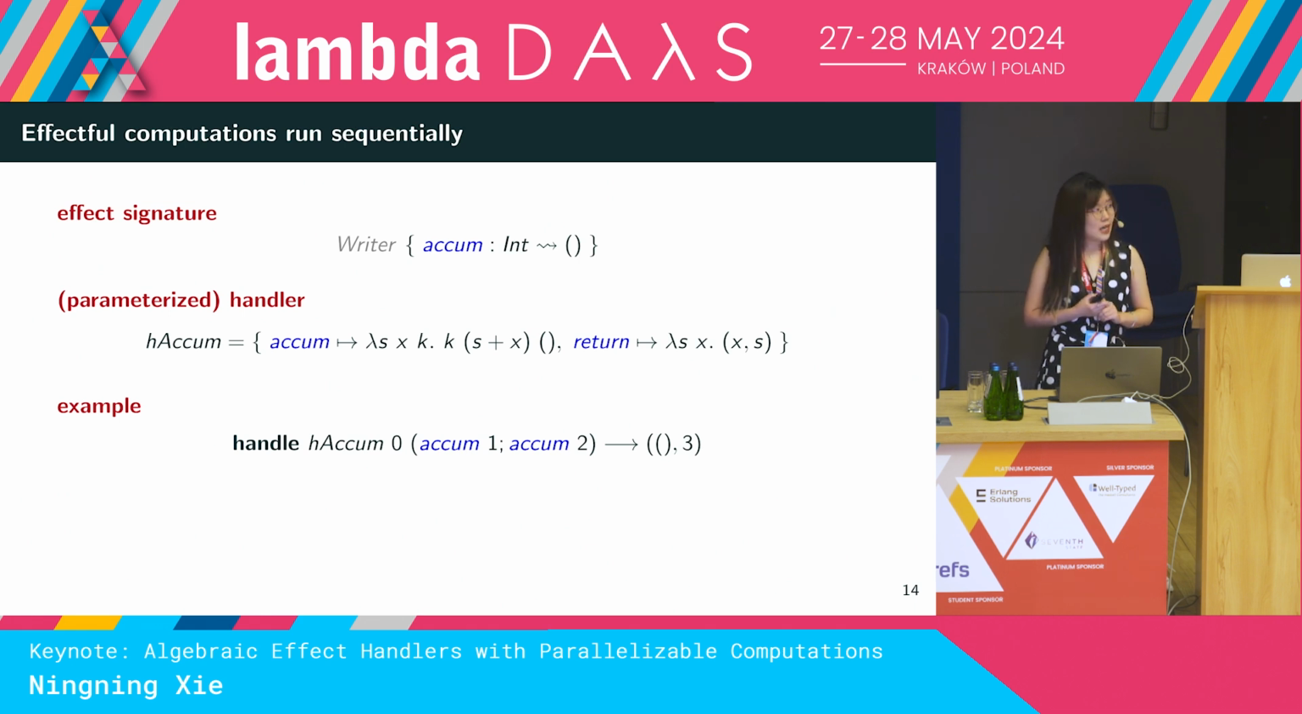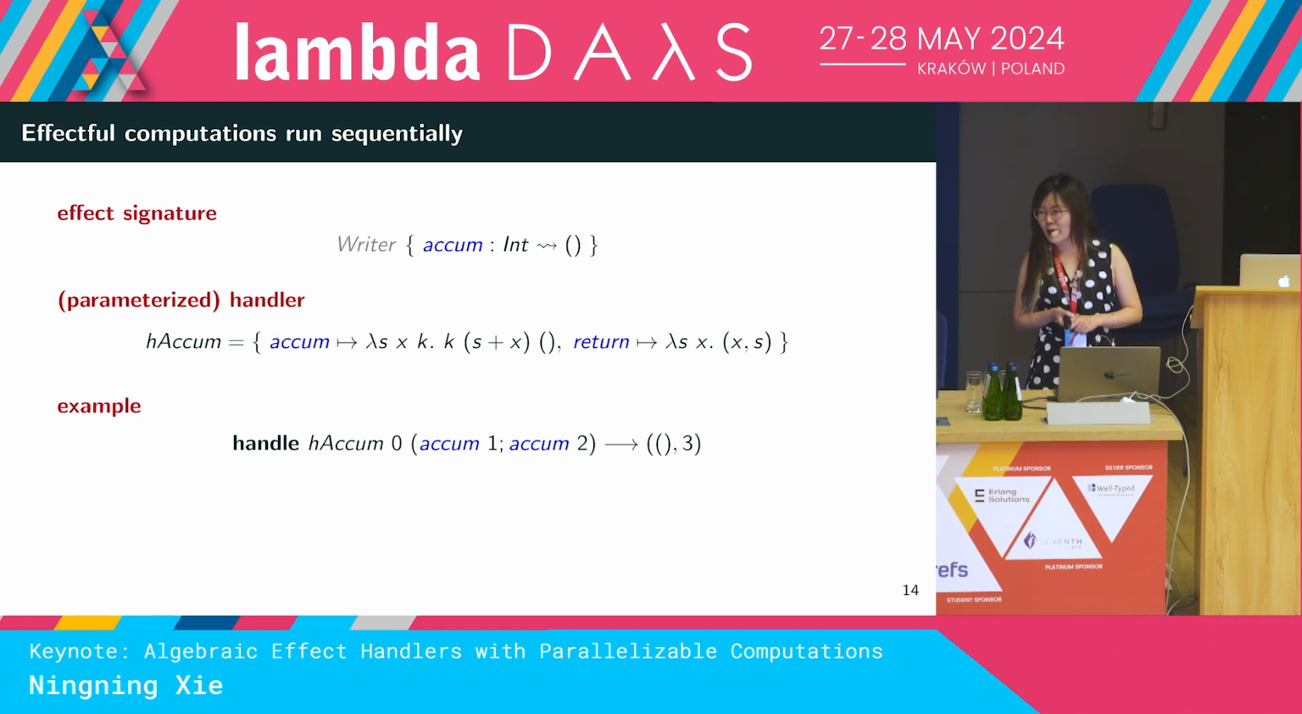So to demonstrate the issue we want to solve, let's consider another example. Let's say there is an effect signature that defines a writer effect that has a single operation accum that takes an integer and returns a unit. So the idea is that this accum will accumulate all the integers you passed to this operation.